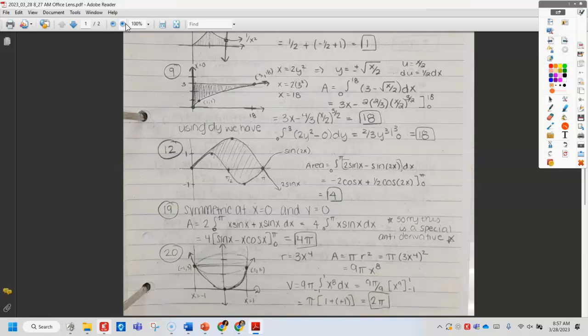So this is a calculator not allowed. That's from 2004. This is the one I said I have to give you this stuff because I have to do this is the problem.